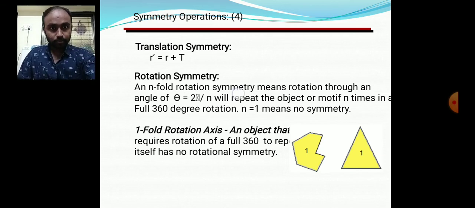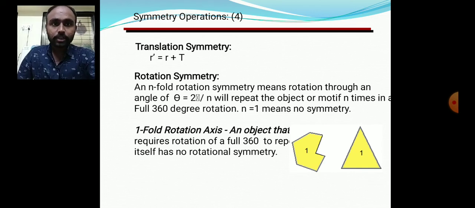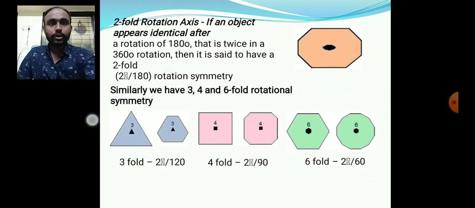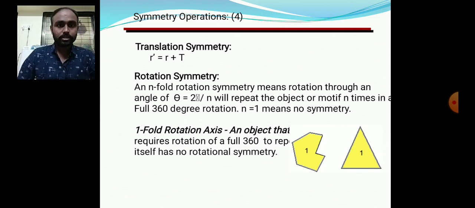Now we can put that n value in this equation, theta is equal to 2 pi by n. If we put n equal to 1, what is theta? Theta is equal to 2 pi, and 2 pi means 360 degrees. It means that to have one-fold symmetry for any crystal, you have to rotate the crystal by 360 degrees. So this 360 is not coming from somewhere else, it is coming from the formula theta is equal to 2 pi by n, where I substitute n. So theta is equal to 2 pi by 1, that means theta is equal to 2 pi, that is 360 degrees.